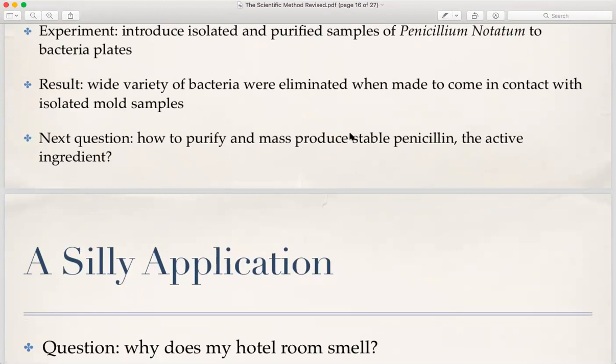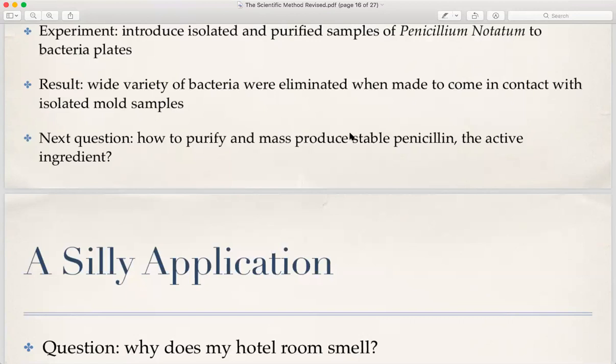So the question might be, why does my hotel room smell? And we're going to go through the actual application of this method in this very silly way. So if the question is, why does my hotel room smell? You guys can either type in chat or say, what's a possible guess, right? Like you have no idea, but what's a guess? Okay, I see rancid food. Yep, that's a great guess.